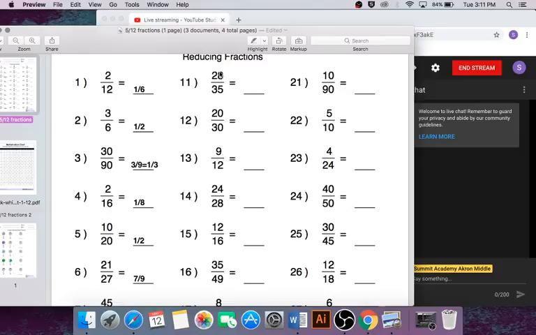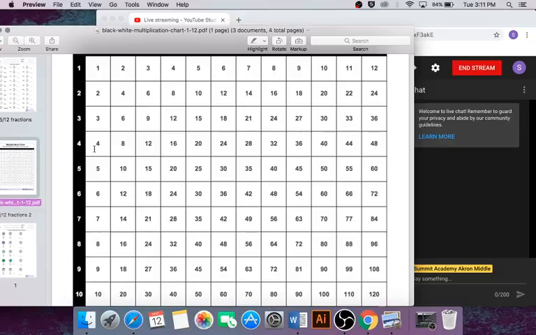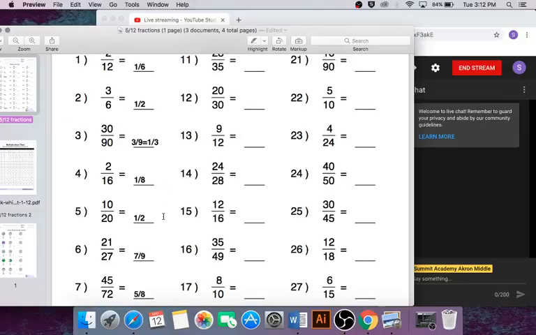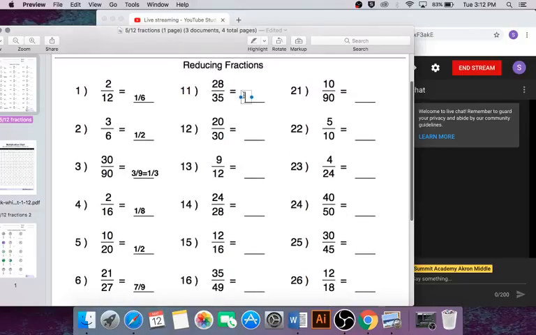Okay, number 11, we have 28 and 35. So 4 goes into 28, but not 35. 5 goes into 35, but not 28. 7 goes into 28 and 35. 7 times 4 is 28, and 7 times 5 is 35. So our answer is going to be 4 over 5.